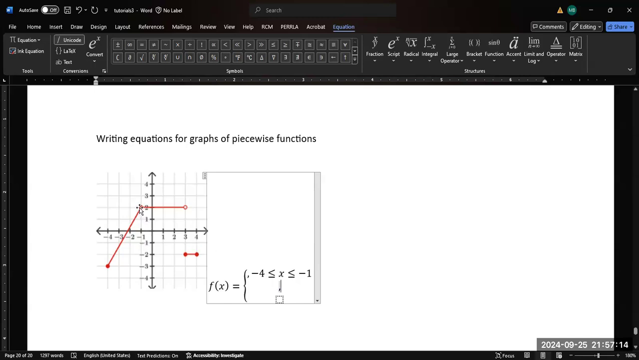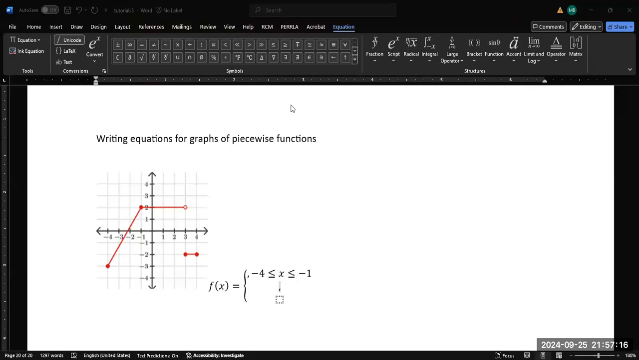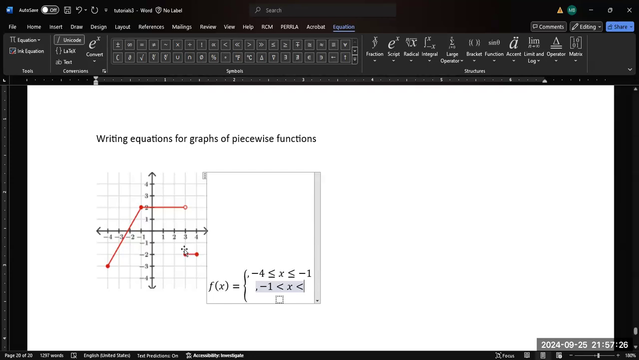So for the second piece, it's going to pick up where the first piece left off, so at -1, and then it is going to continue up until it gets to 3. And again, this is an open circle, so it's not included. And then the third piece will go from 3, that's a closed circle, so it gets an equal sign, and then likewise a closed circle, and it stops again at 4.